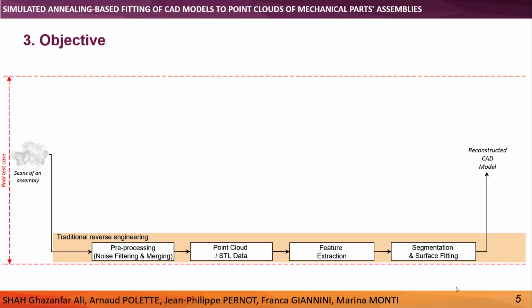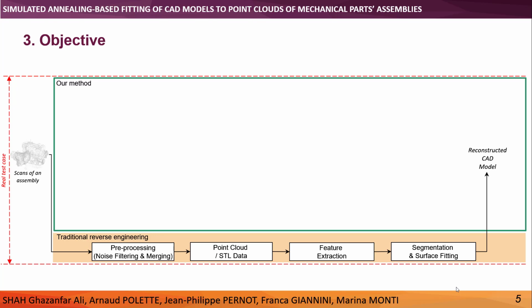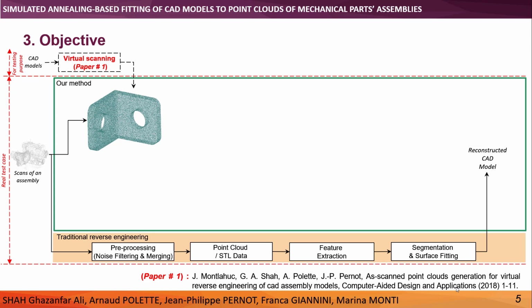So the goal is to have a new methodology to generate editable CAD parts that starts with the point cloud that is coming either from a laser scanner in real case scenarios, or it can also come from a virtual scanning. Actually, virtual scanning is a new way of generation of point cloud in which CAD models are transformed to point cloud, and later these point clouds are incorporated with different artifacts like noise, outlier, misalignment.